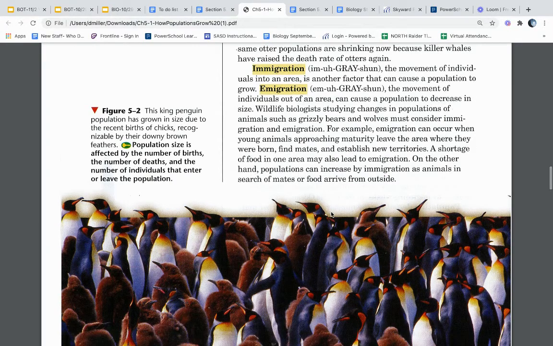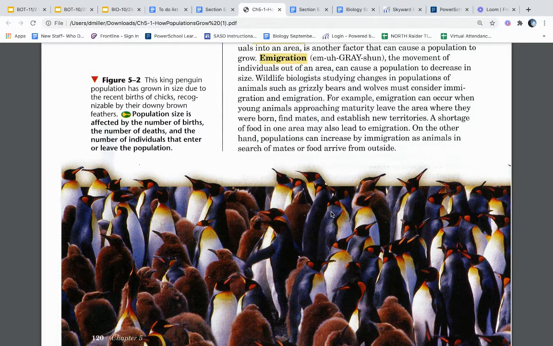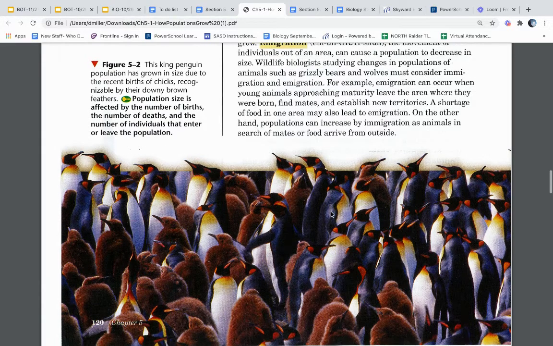For example, immigration can occur when young animals approaching maturity leave the area where they were born, find mates, and establish new territories. A shortage of food in one area may also lead to emigration. On the other hand, populations can increase by immigration as animals in search of mates or food arrive from outside. Figure 5.2. This king penguin population has grown in size due to the recent births of chicks, recognizable by their downy brown feathers. Population size is affected by the number of births, the number of deaths, and the number of individuals that enter or leave the population.